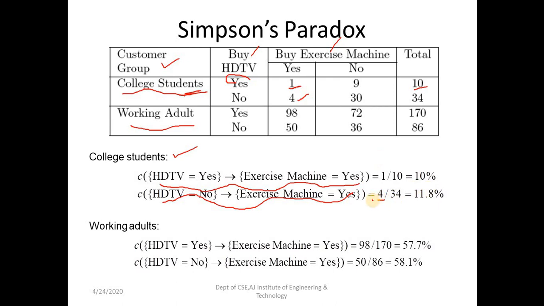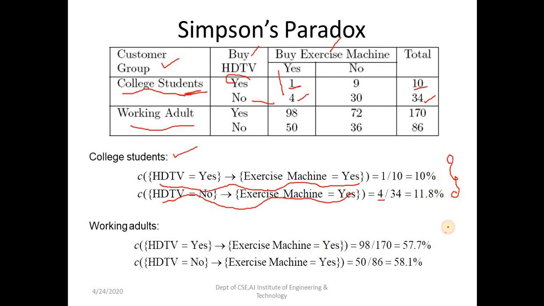Okay. The frequency of HDTV is equal to no, exercise machine is equal to yes is 4, divided by the total support count of HDTV is equal to no, which is 34. So 4 divided by 34, we get 11.8%. Okay, so this was about the college students.